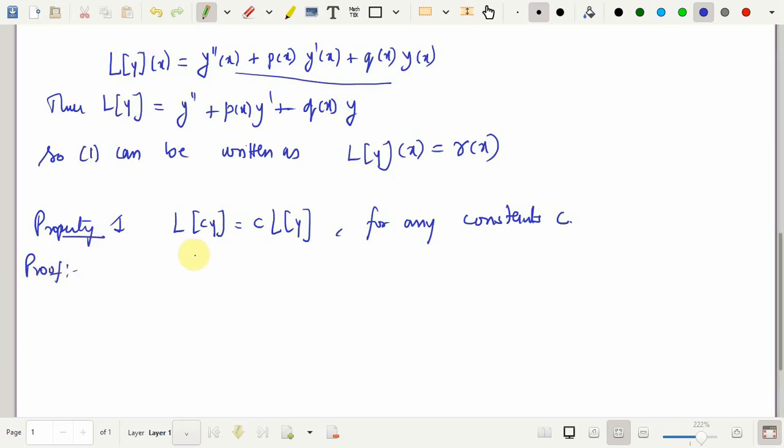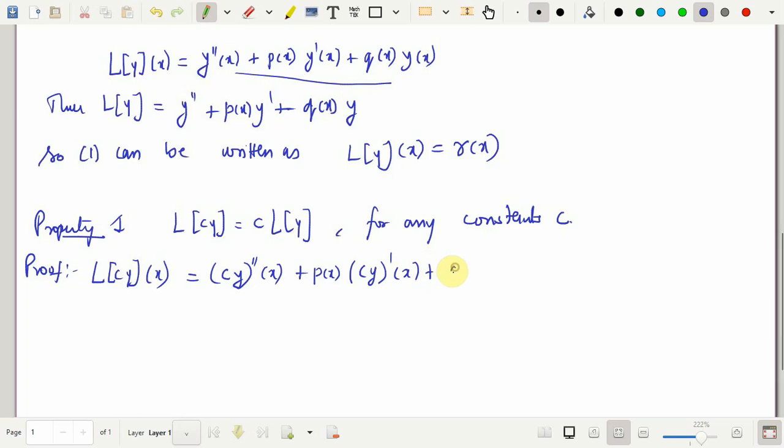Okay. So, what I will do, this is basically a function, we are showing that this function is the same as this function. To show that two functions are equal, we have to evaluate them at a certain point. So, I will evaluate this at any point, say x. Just look at this definition of L of y. Instead of y you have C y, so just replace y by C y. So, (C y) double prime at the point x plus p of x into (C y) prime at the point x plus q of x into C y.